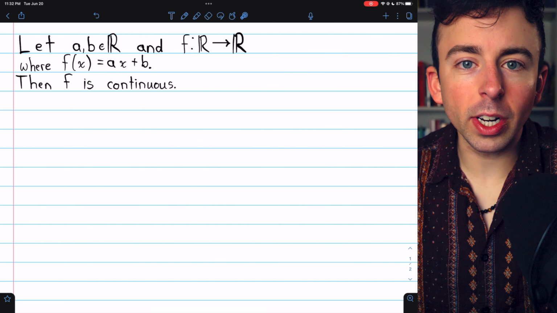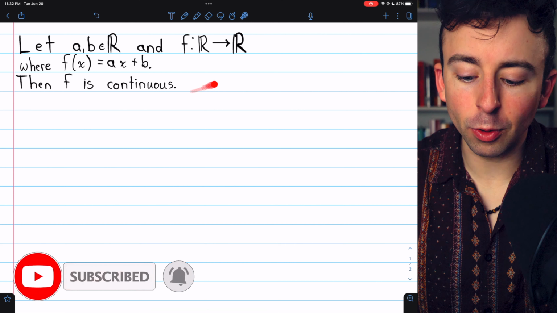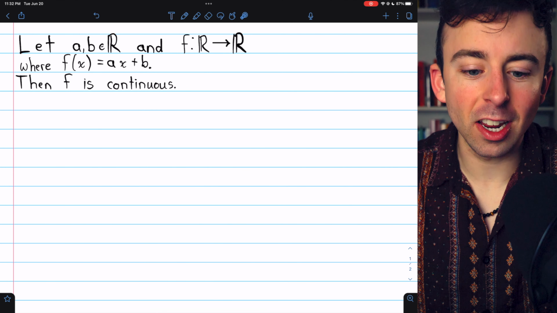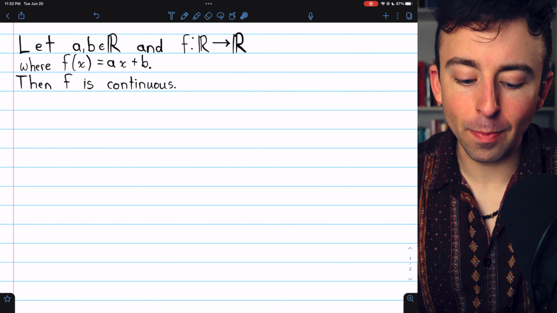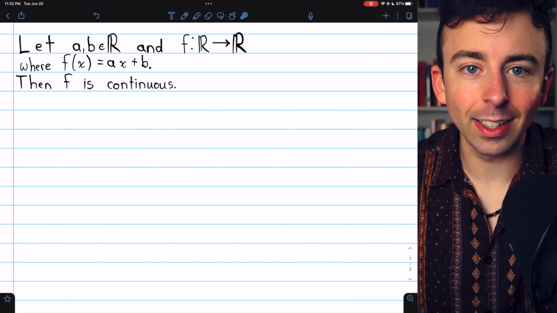If you want to practice working with the epsilon delta definition of continuity, here is an easy exercise for you. We want to prove that every linear function is continuous. So f of x equals ax plus b for real numbers a and b. We're going to prove it's continuous on its entire domain using the epsilon delta definition.